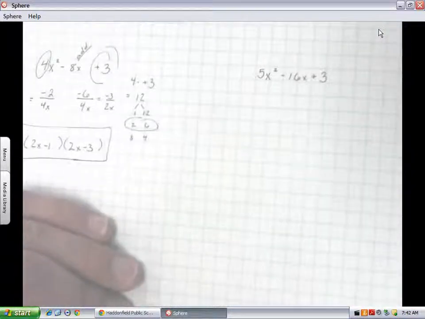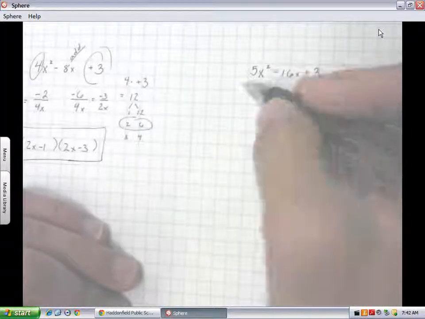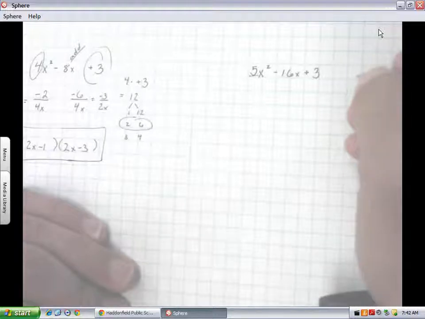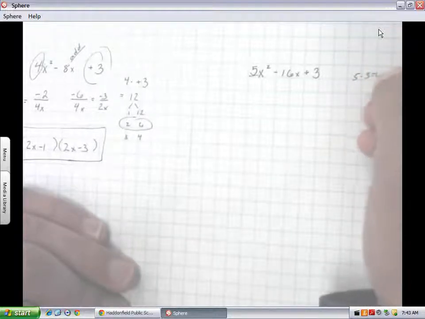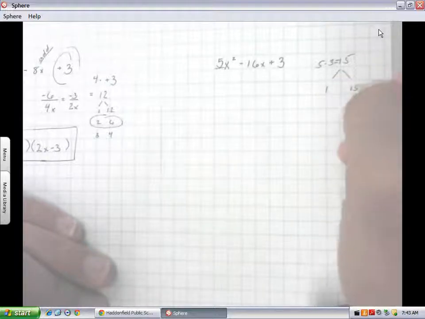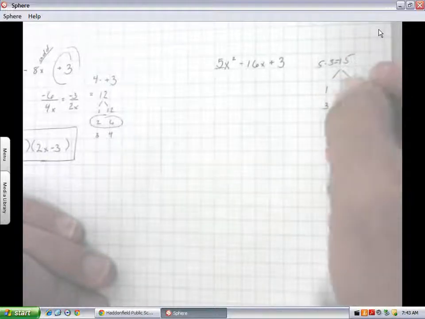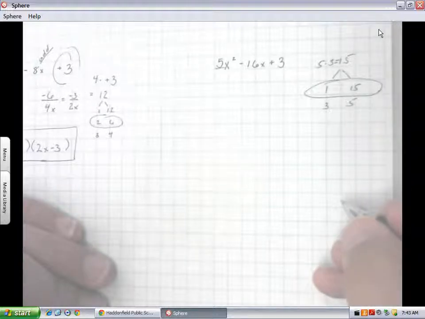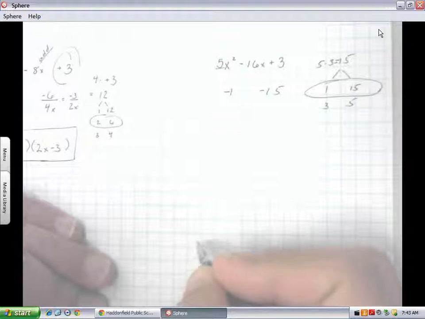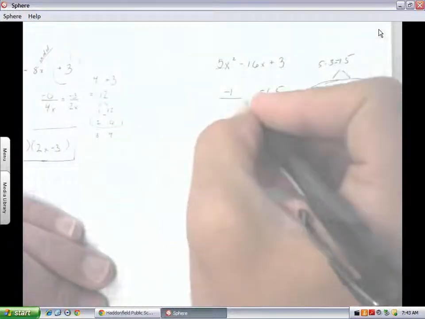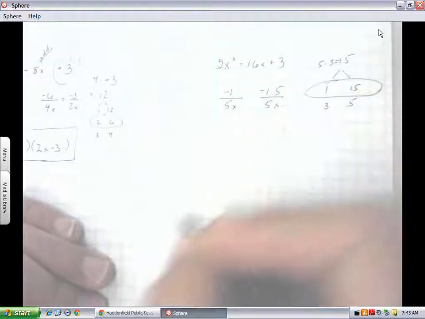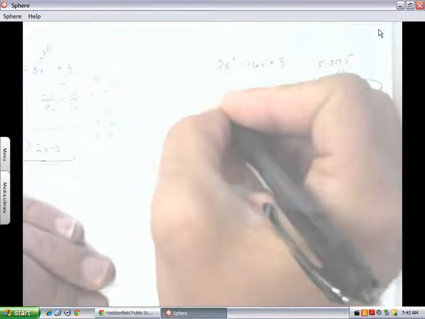Let's try that again. So I see that 5 there. It's not a GCF. So 5 times 3 is 15. My factors of 15, 1 and 15, 3 and 5. 1 and 15 will work if they're both negative. I'll put them both over the leading coefficient of 5x. This one is already simplified.